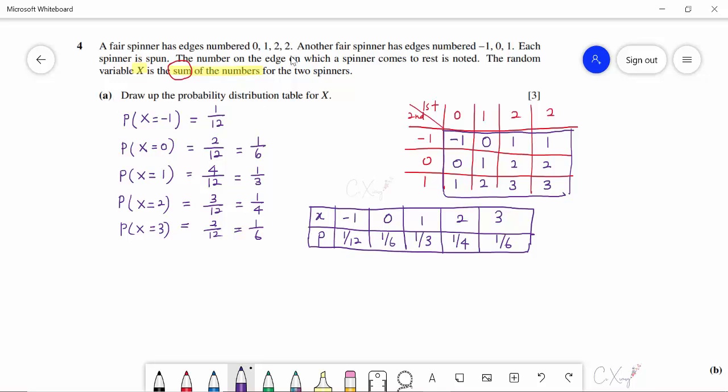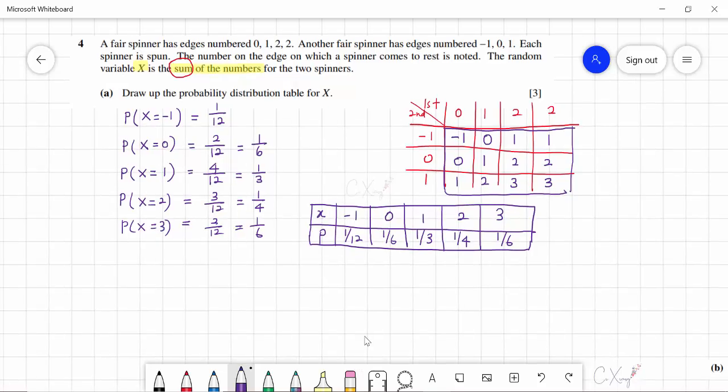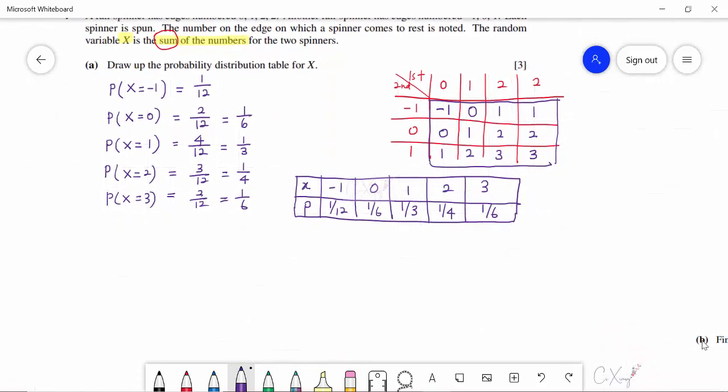Okay, so this is how we get the answer for part A. To me, the possibility space diagram is one of the more straightforward methods because it lists out all the possible values for x and then I can get the probability in a very straightforward way. So this is what we have for part A. Let's continue to part number B.